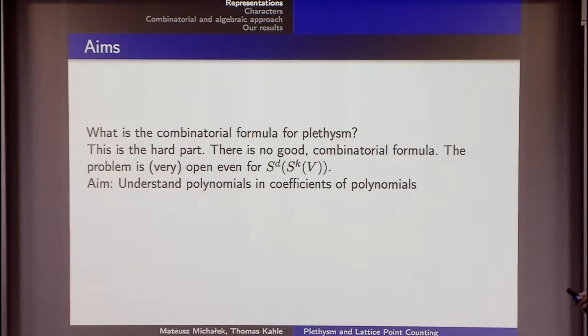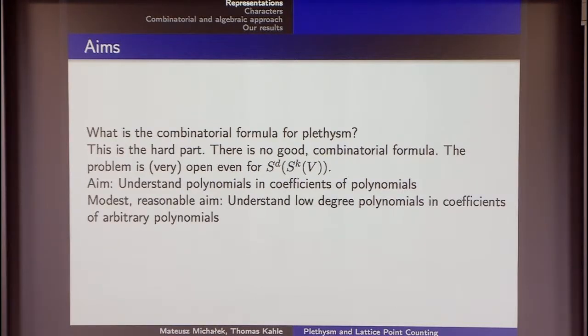So the general aim would be to fully understand polynomials in coefficients of polynomials. So here this will be degree d polynomials in coefficients of degree k polynomials. But we already know this is difficult. This is very, very difficult. So the aim of the talk will be a little bit different, a little bit more modest.